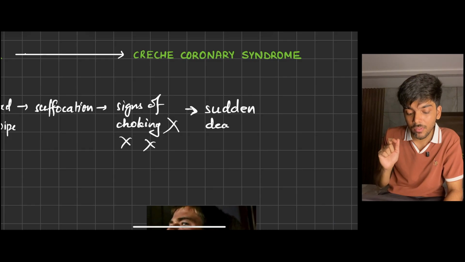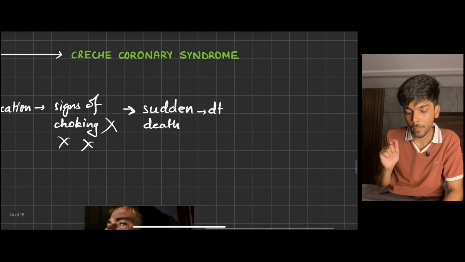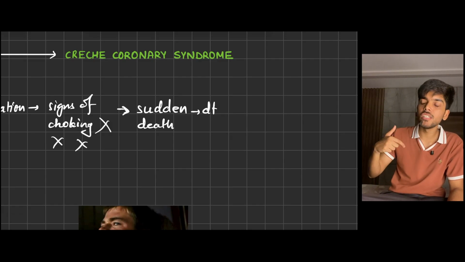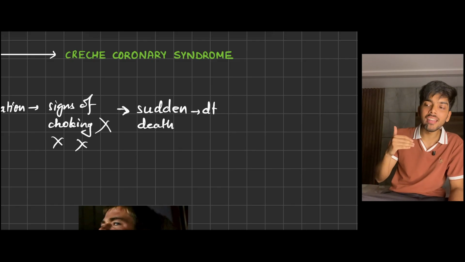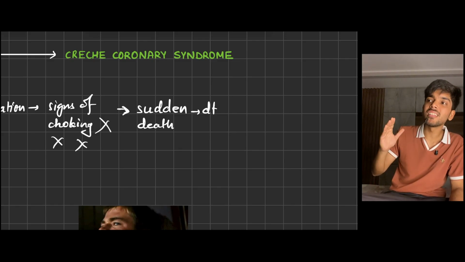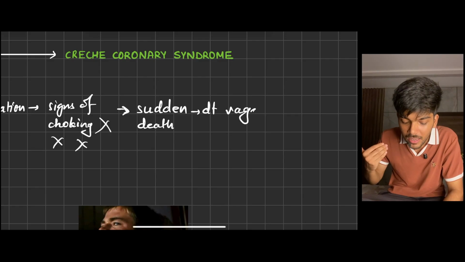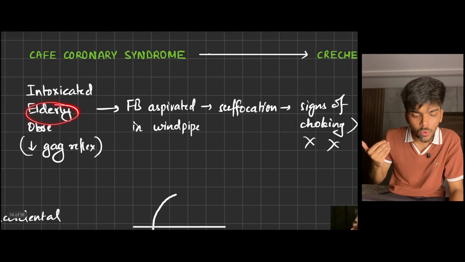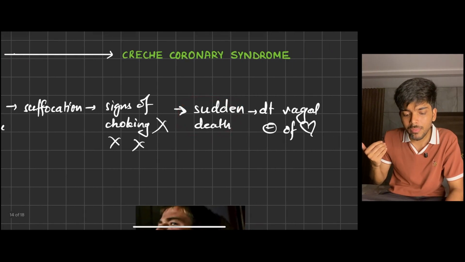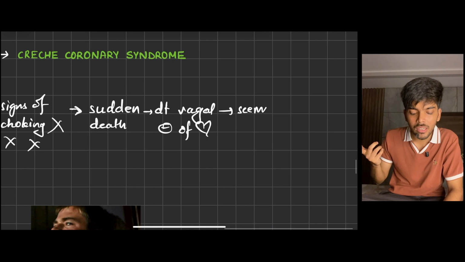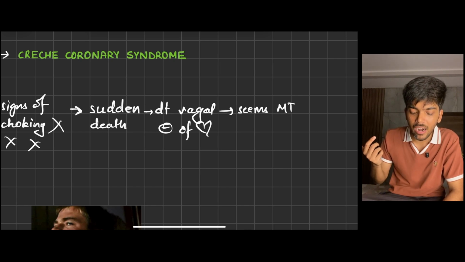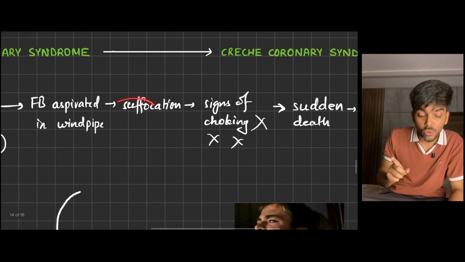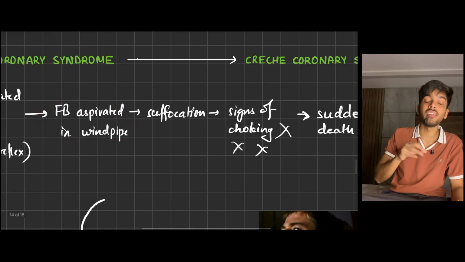There is sudden death, and the death is due to the food in the windpipe, and the windpipe has the recurrent laryngeal nerve. The food irritates the recurrent laryngeal nerve, which in turn irritates the vagal nerve, and this leads to vagal inhibition of heart. So you'll find an elderly person who has died all of a sudden, and it seems as if he has died of myocardial infarction. But in actuality, it is not myocardial infarction. It is due to suffocation due to a foreign body aspirated in the windpipe.